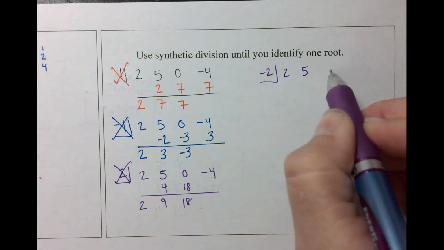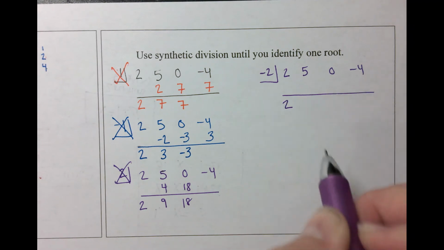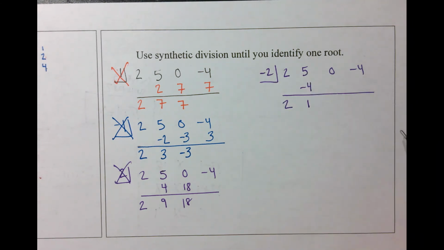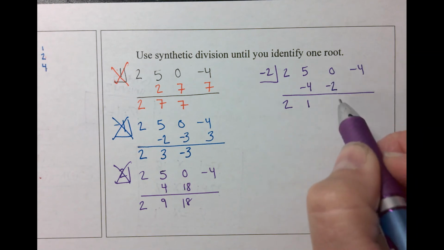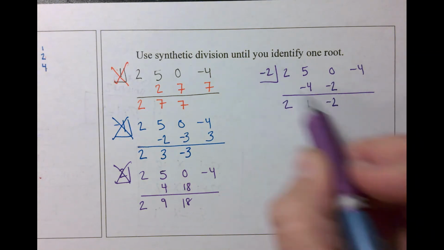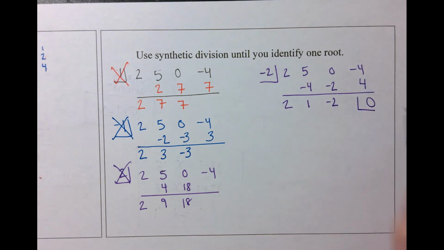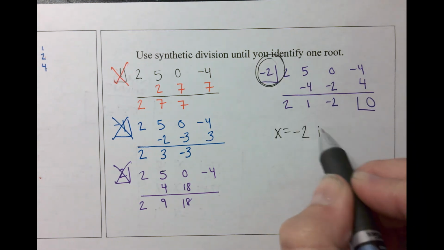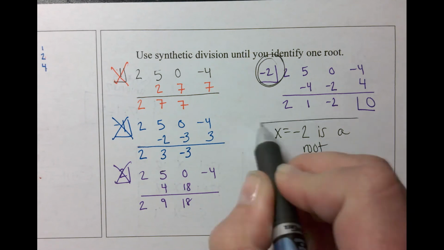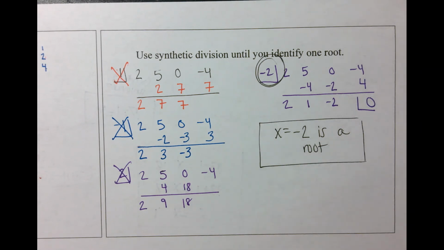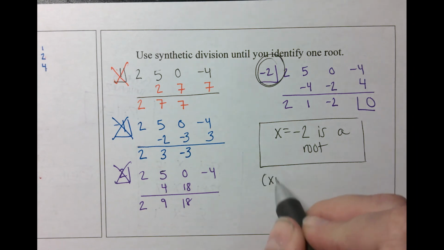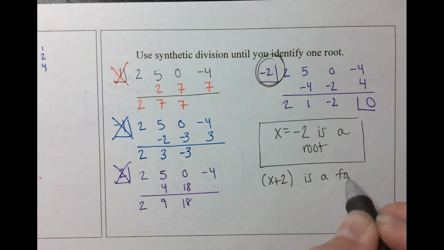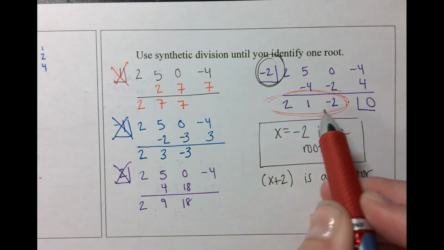Let's see, 2, 5, 0, -4. Multiply to get -4, add to get 1. Multiply to get -2, add to get -2. Oh, thank goodness. -2 times -2 is 4. Look at that. Finally. Which means x equals -2 is one of our roots, which means x plus 2 is a factor of the polynomial. What's the other factor? Right here.